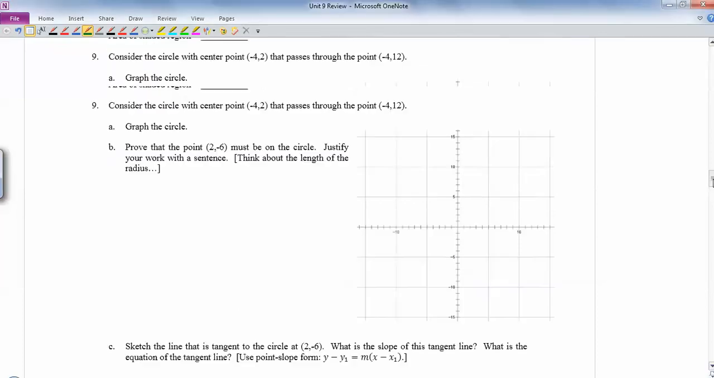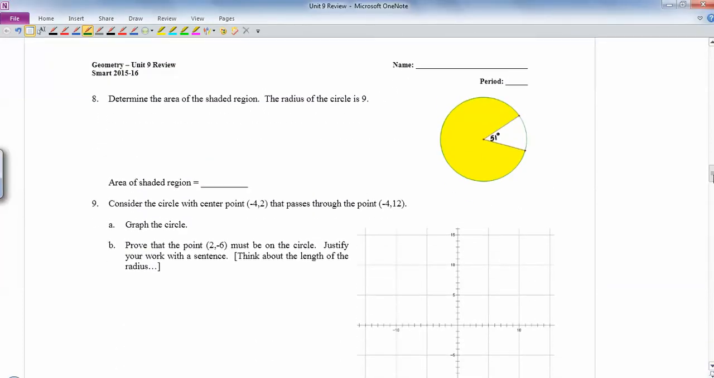Okay, so this video is the Unit 9 review packet, and we'll do numbers 8, 9, and 10, so that's page 4. So number 8, the question is about the area of the shaded region. I think this showed up on your page, but this part is the shaded region, not the 51-degree sector. So we're looking for the area of this region, and you can do it two different ways. Oh, and it says the radius is 9.